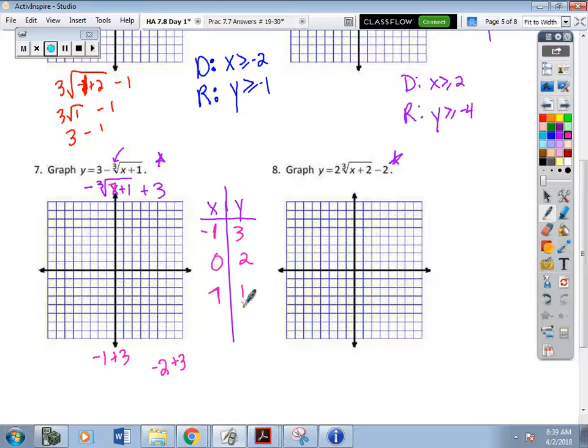And then let's plot those and see if we need another point. We might. Negative 1, 3. 0, 2. 7, 1. So it's probably going like this, and then up and over. If you want, you could pick another point, which would be to get negative 8 under the cube root. So you need negative 9.